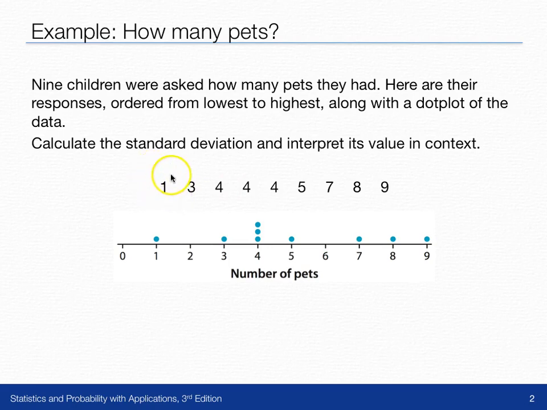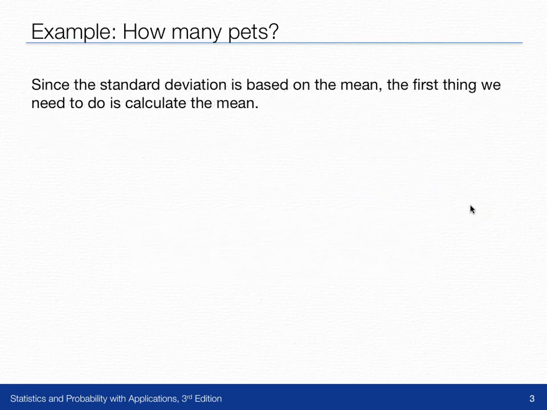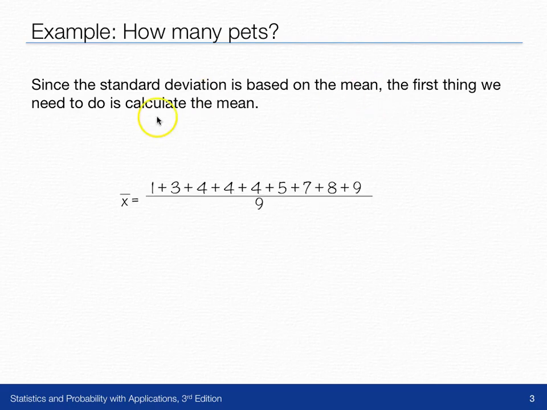So one child had just one pet, and one child had 9 pets. That's a lot. What we're going to do is, since the standard deviation is based on the mean, standard deviation is short for standard deviation from the mean, the first thing we're going to do is calculate the mean. And so we're just going to add up the 9 values and divide by 9. That gives us an average of 5 pets per child.